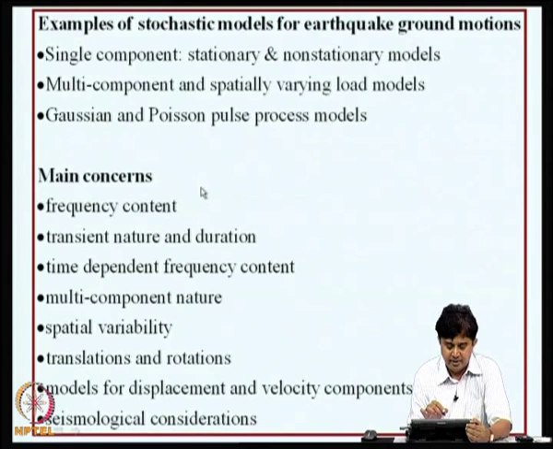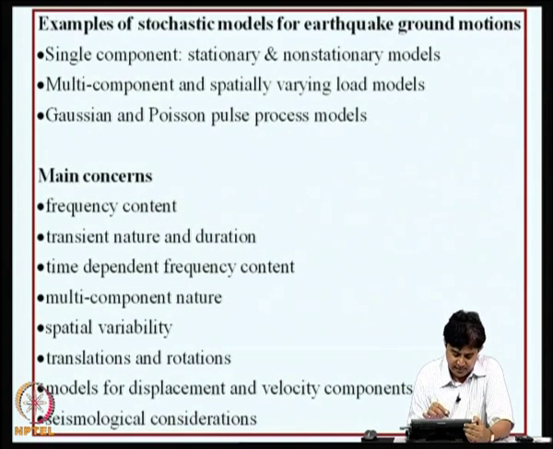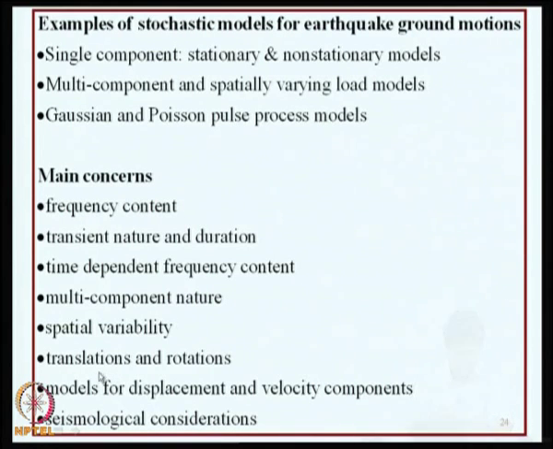The frequencies typically vary up to about 30 to 35 hertz, and the next is the transient nature and duration. The earthquake does not last forever, typically 30 seconds to maybe 120 seconds one could experience strong ground motion, and this has to be reflected in our model. As I was already mentioning, there are issues about time dependent frequency content that also need to be included. Then questions about multi-component nature of the ground motions and spatial variability that need to be considered, and questions on modeling translations as well as rotations. The rotations are not widely discussed, but translations are discussed, and when I talk about translation, we have a model not only for acceleration, but also we need to consider models for associated displacement and velocity components.